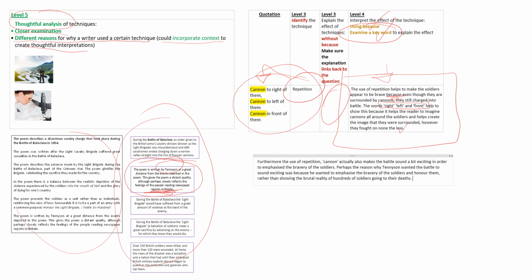So let's just go back and have a look at that. So furthermore, the use of repetition, I'm going to say, because I'm making a second meaning, I want to make it really obvious, could also make the battle sound a bit exciting in order to emphasise, this is why we check our work, the bravery of the soldiers. I guess the repetition builds up a rhythm in order to do this.